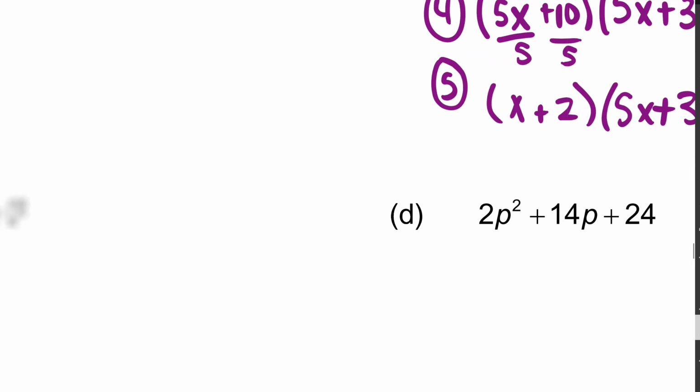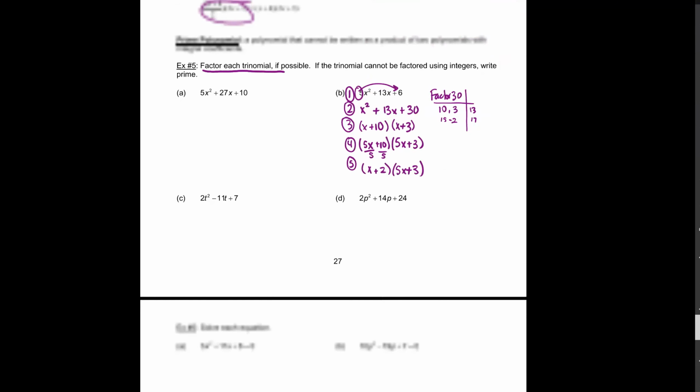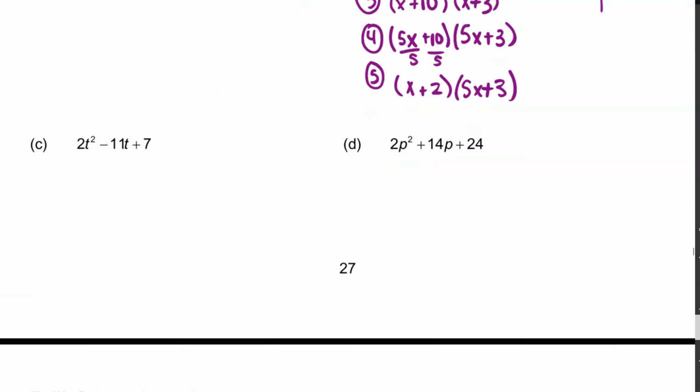And keep in mind, if we can't actually factor, if this isn't going to work, it's going to be prime. Prime means you can't write it as a product, a multiplication of 2 polynomials. So if I can't actually write it as 2 binomials, it's prime.